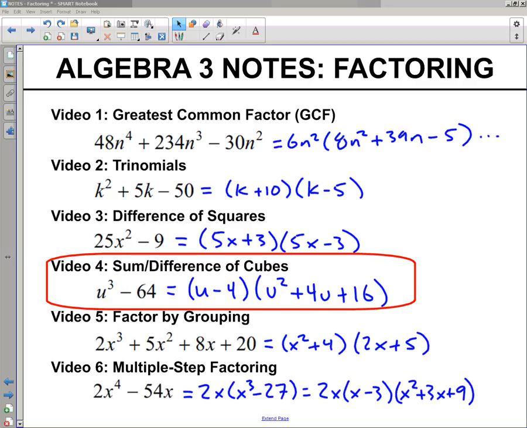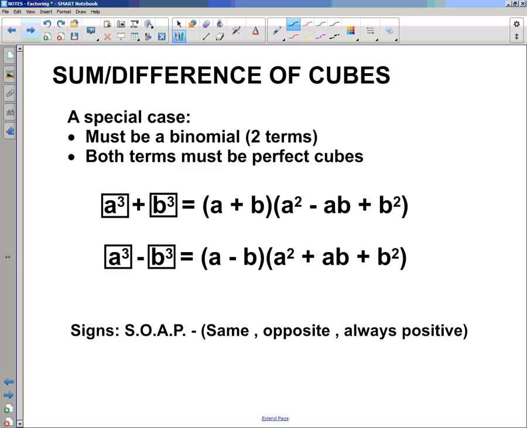This is the fourth video in our series on factoring, and in this video we're going to be dealing with sums and differences of cubes. So this is another special case. In order to use this, you're going to have a binomial, so two terms. Both terms must be perfect cubes. In this case, we can deal with two terms that are either being added or subtracted. And the forms for how these things are going to factor are shown here.